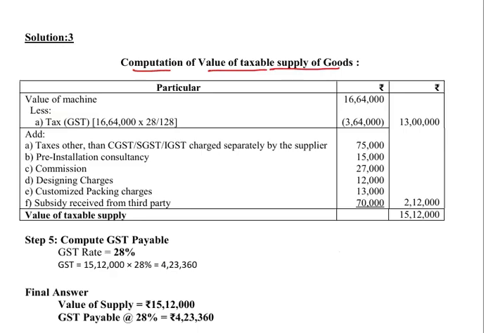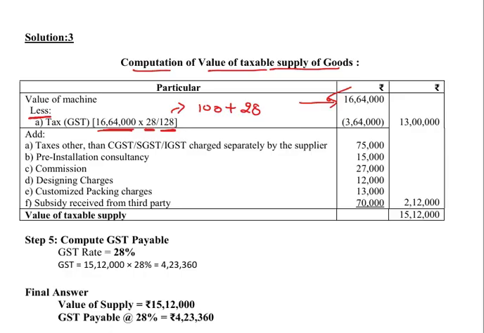The value of machine is 16,64,000, right? And in this amount the GST amount is included. We have to exclude this amount. So how can we calculate the GST amount? 16,64,000 into 28 divided by 128. How did this 128 come? This 128 is 100 plus 28, because this amount includes GST also.